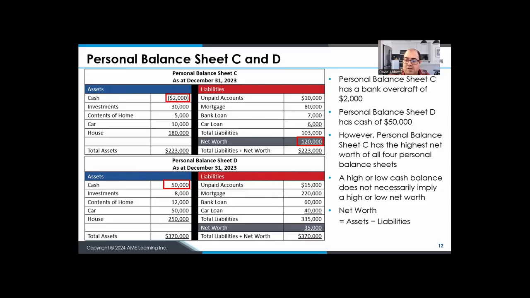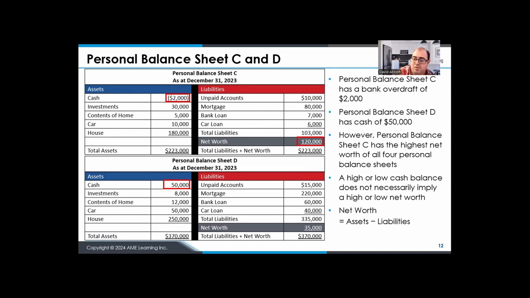However, personal balance sheet C has a higher net worth than all four personal balance sheets. A high or low cash balance does not necessarily imply a high or low net worth, and that's something to be aware of as well. Just because you have cash, that doesn't necessarily mean that you have a high net worth, or when we start talking about in the context of a business, equity, meaning that they have a lot of equity. That's not necessarily so, so you have to look at everything to determine that.